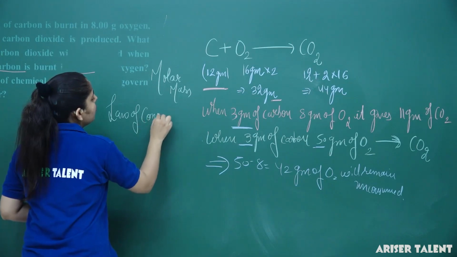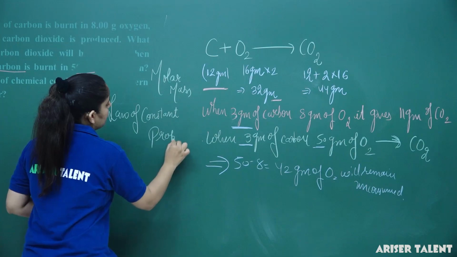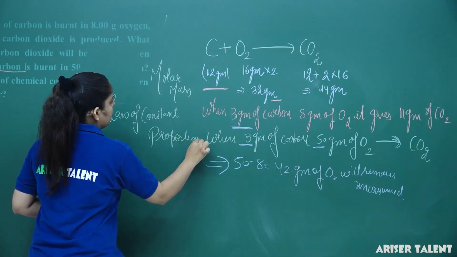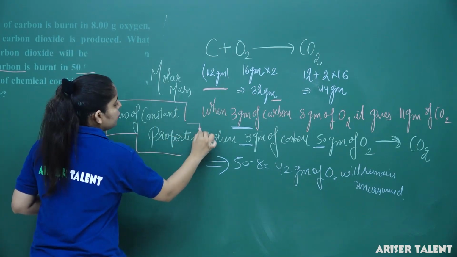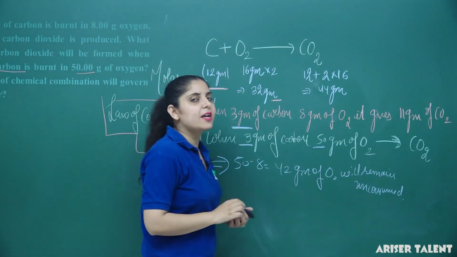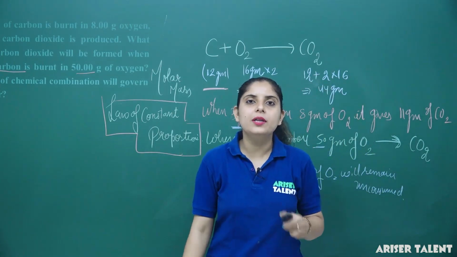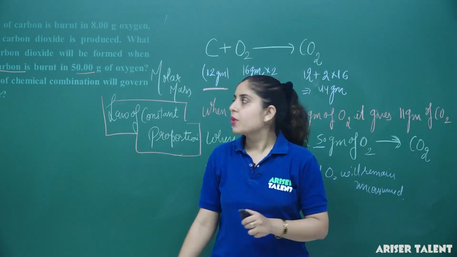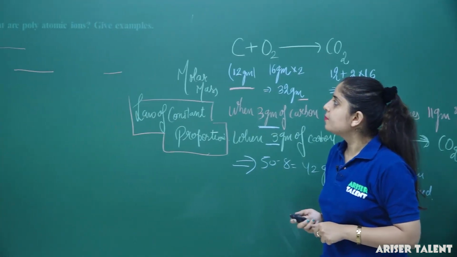So, what is this law? This law is actually the law of constant proportion. Clear? So this is a very simple numerical which is actually based upon the law of constant proportion, and we have to see only the definite ratio in this problem. Okay. Now let's move to the next question in this sequence.